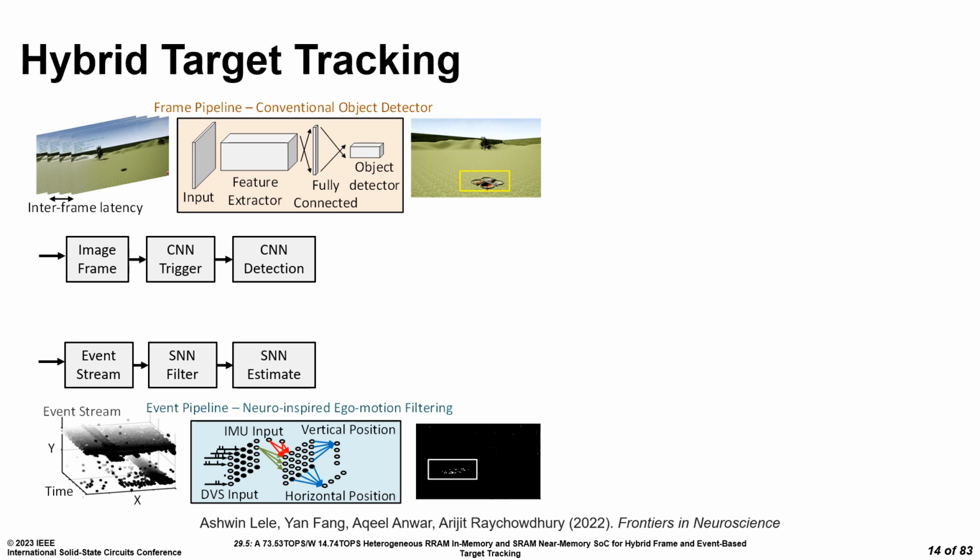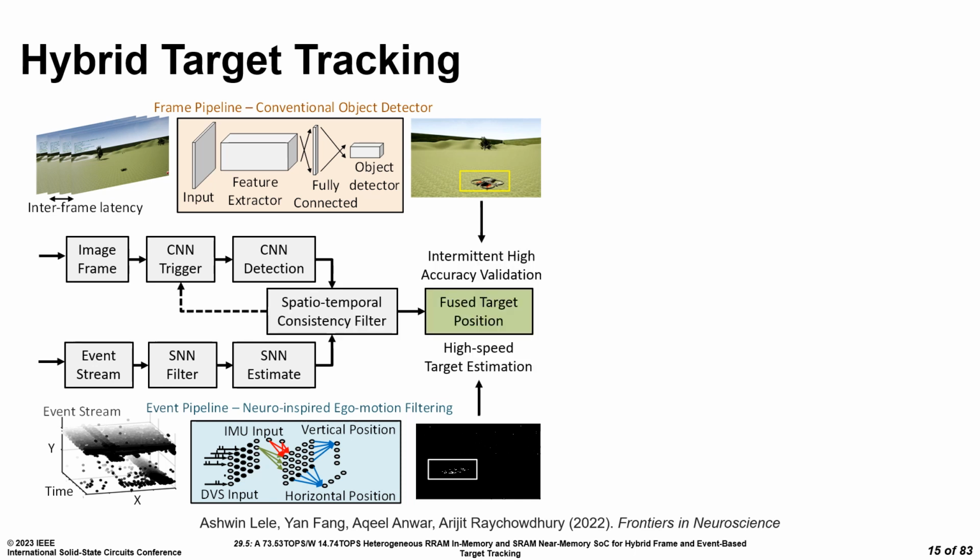A fusion algorithm uses these two outputs together to improve the overall throughput of the system without letting the accuracy go down. For this, it runs the event-based pipeline continuously and periodically triggers the frame-based pipeline for a reliable output. A CNN output is used as an anchor to check if the incoming SNN outputs are spatiotemporally consistent or not. If they are consistent, they are used. If a SNN noisy output comes out, then it is filtered out.